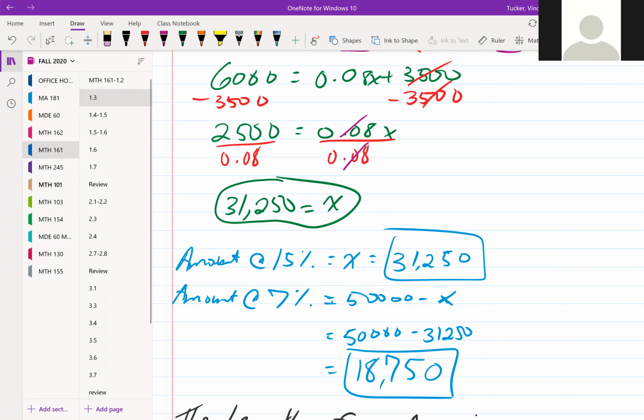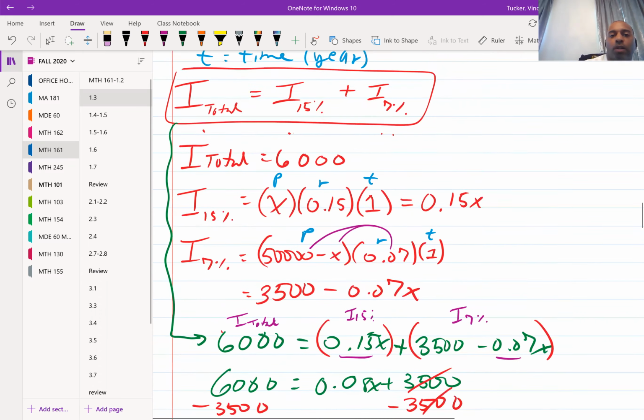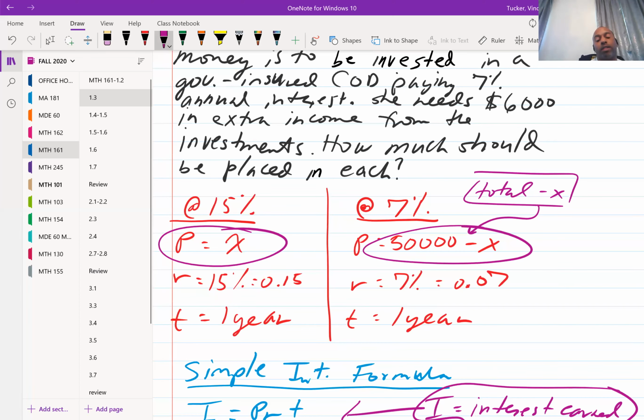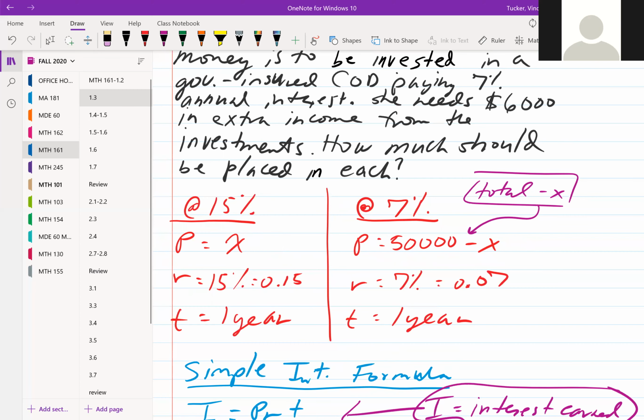Real quick, sir, why would you subtract that from the 50,000 to get the 7% account? Well, that goes back to our setup we have right here. X was going to be the amount in the 15%. But we initially said in our setup that once I solved for X to figure out how much was in our 7%, we would have to subtract it from the 50,000. And remember, 50,000 was our total amount. Yeah, that's right. I forgot. Thank you. No problem.